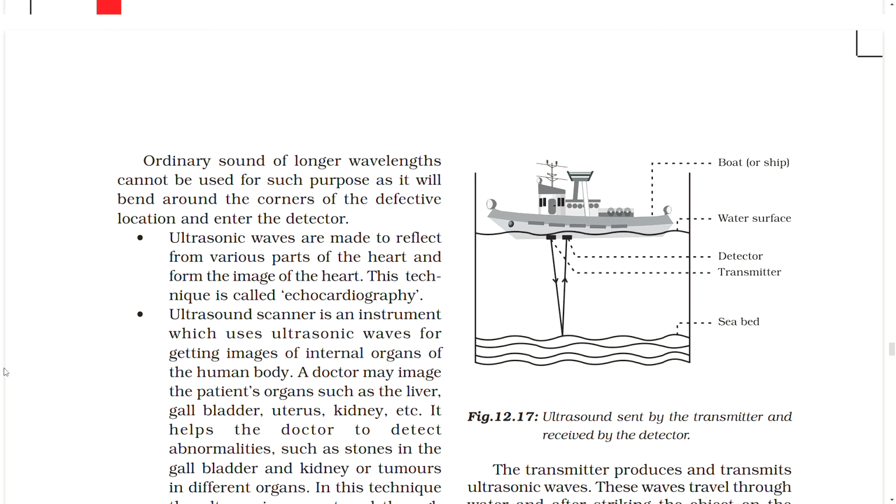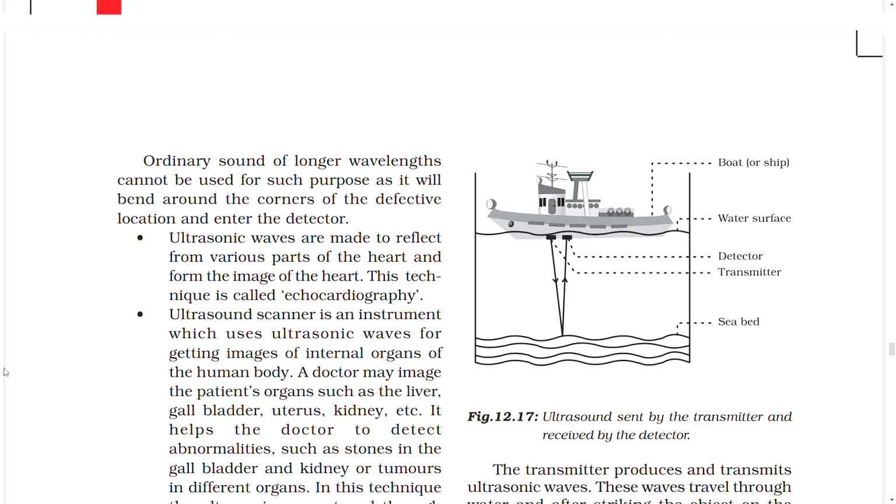An ultrasound scanner is an instrument which uses ultrasonic waves for getting images of internal organs of the human body. A doctor may image the patient's organs such as the liver, gallbladder, uterus, kidney, etc. It helps the doctor to detect abnormalities such as stones in the gallbladder and kidney or tumors in different organs.